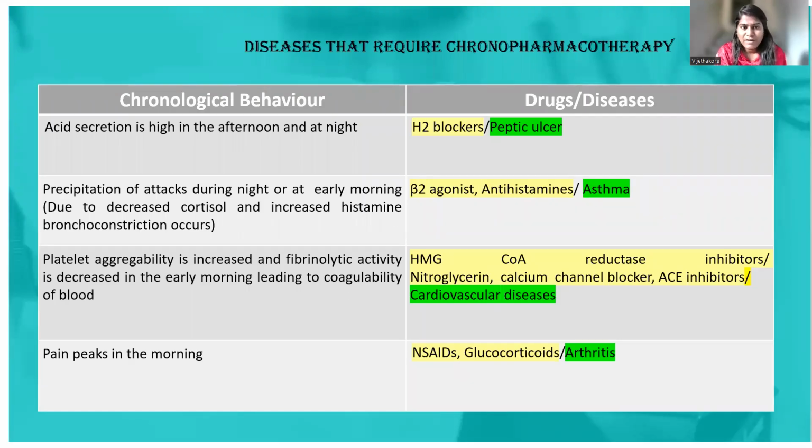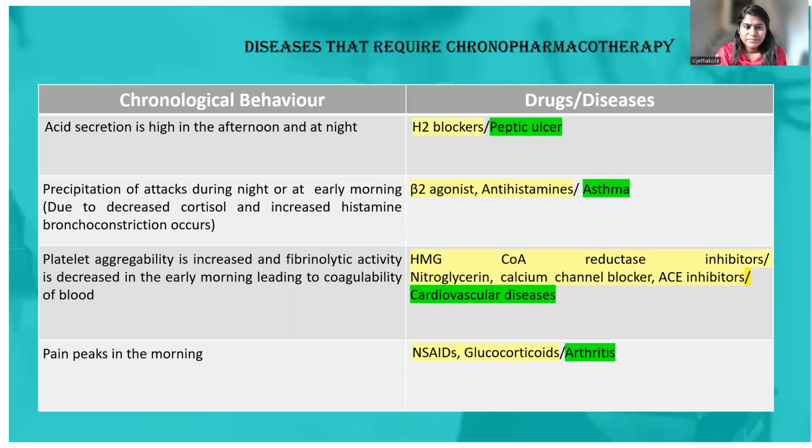Diseases that require chronopharmacotherapy. The diseases which follow circadian rhythm will require chronopharmacotherapy. So here, chronological behavior. We have seen in the last slide, like at night 12, peptic ulcer exacerbation is seen. So acid secretion will be high in the night as well as in the afternoon. So we need the drug to be available in the stomach at this time. What are the drugs taken for peptic ulcers? H2 blockers, and we will design the dosage form in such a way that the drug will be available at the site at this time.